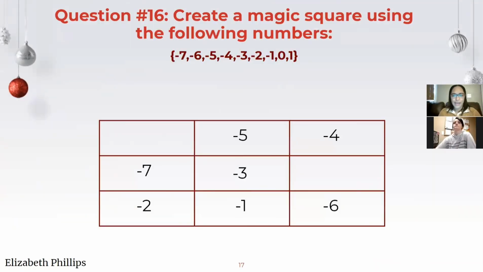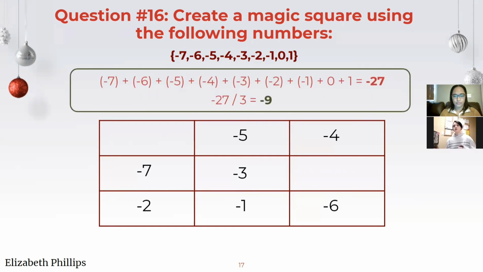Okay, create a magic square using the following numbers: -7, -6, -5, -4, -3, -2, -1, 0, and 1. What we're going to want to do first, because we don't know what amount we're needing in each column, row, and diagonal, we're actually going to add all of our numbers that were given together, and we should get -27.